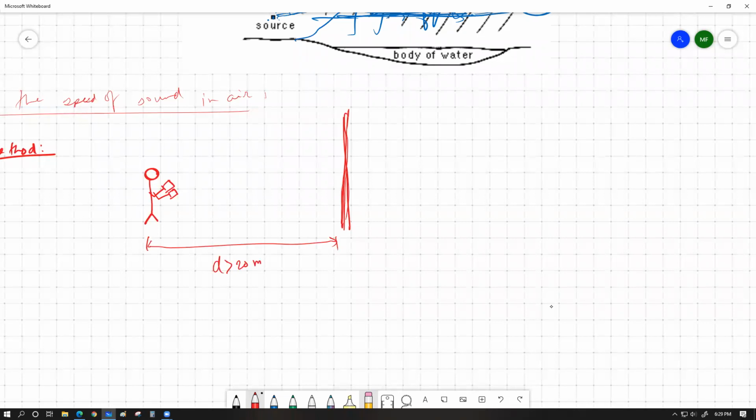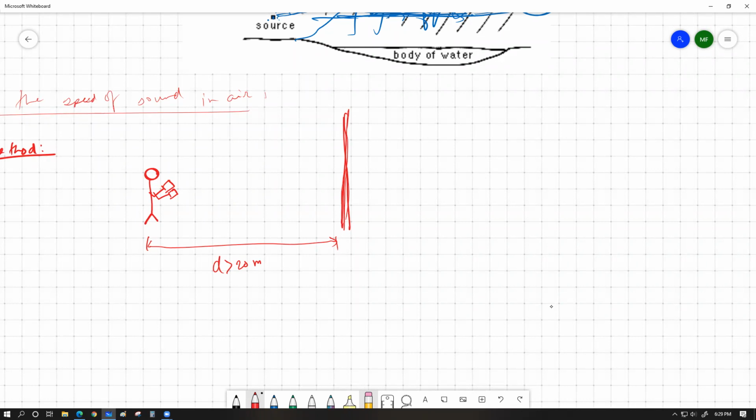Last class we have seen that for air, the distance for the echo to be individually detected should be more than 17.5 meter. We are now recommending a distance of more than 20 meters so that the echo is definitely individually heard. So it can be, if someone says this should be more than 25 meter, that's also okay, but it should definitely not be less than 17.5. That is the lowest distance between the observer and the echo should be.